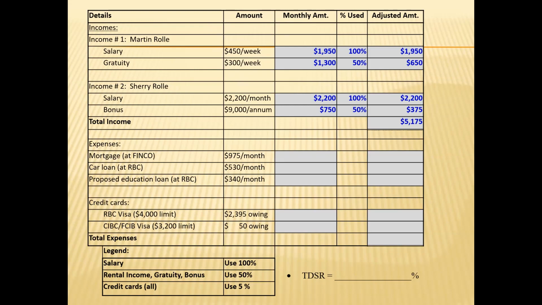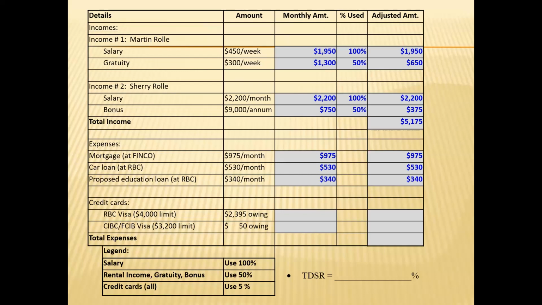Okay, so we now move on to the expenses because that's our total income. We look at expenses. The first one is a mortgage at FinCo, $975 per month, which goes in the monthly amount and which goes in the adjusted amount. $975 goes in both. And what about the car loan amount? 530 would transfer over as well, both. Yes, okay. The proposed education loan, the $340 in both.